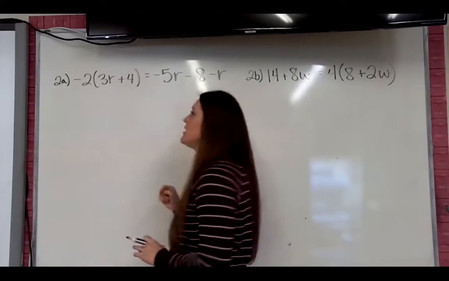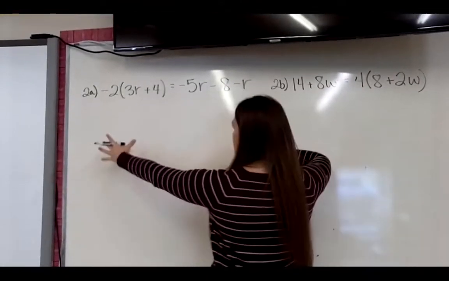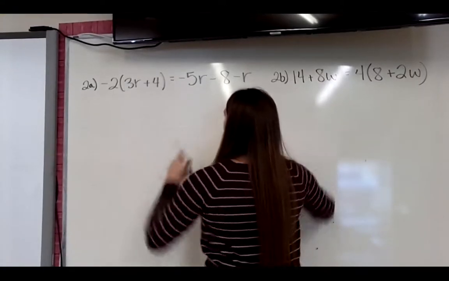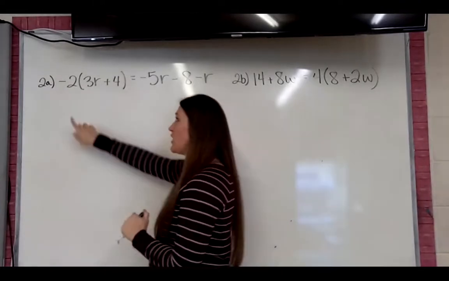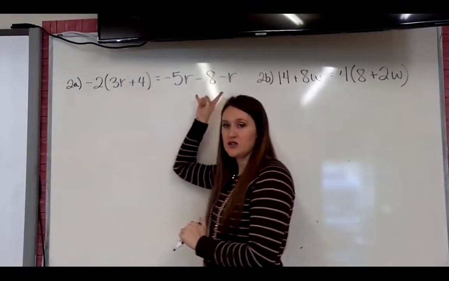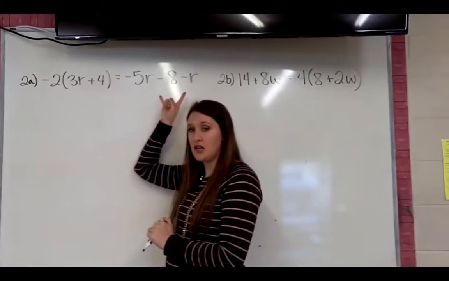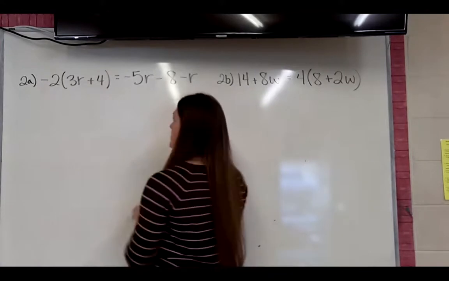On 2A, we have an R here, here, and here. So we can't solve this one until we get our R's together. So there's actually 2 options you could do to start with on this one. We could go ahead and distribute this 2 first, or since these 2 R's are on the same side of the equal sign, we could get them together. It doesn't matter which one you start with, so I'll get my R's together.